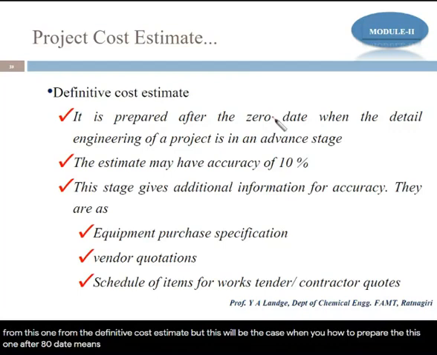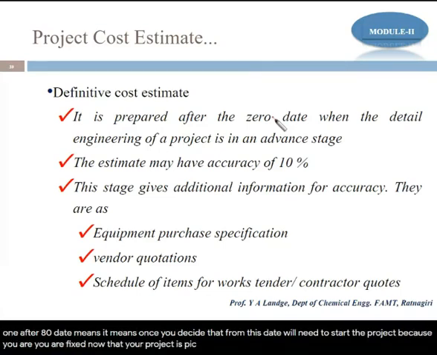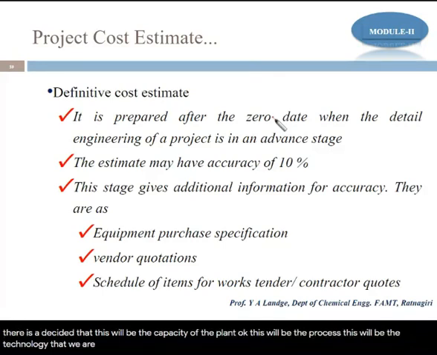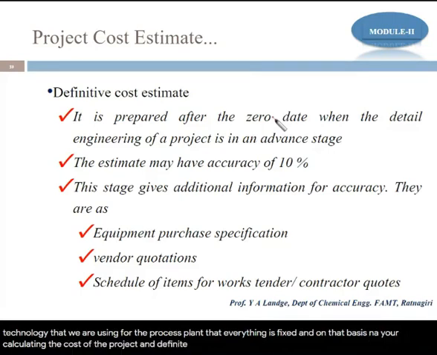But this will be the case when you prepare this after a zero date. Zero date means once you decide that from this date we need to start a project, because your project is fixed now. Initially you have chosen the technology, decided the capacity of the plant, the process, and the technology that we are using for the process plant. Now everything is fixed, and on that basis you are calculating the cost of the project, and definitely it will give an accuracy of about plus minus 10.